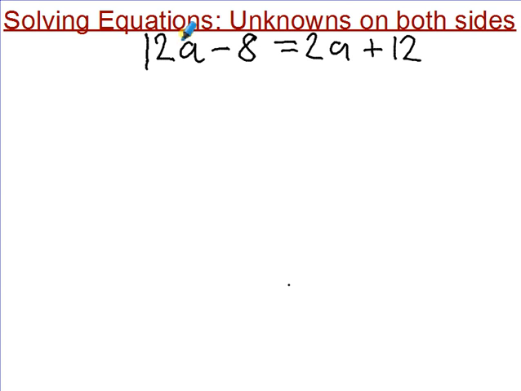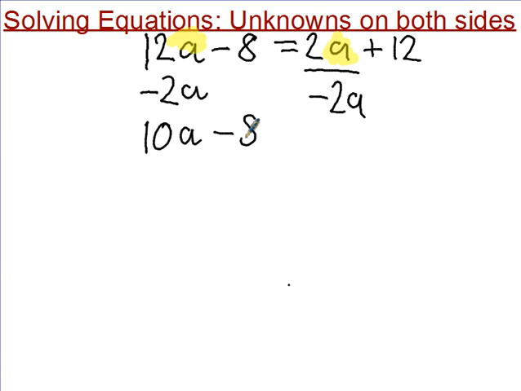So I've got my unknowns on both sides. I have my 12a and I have my 2a. I'm going to eliminate the 2a because it's the smallest number of a's. That means I need to subtract 2a from both sides. So now on this side of the equation, I'm going to have 10a subtract 8, and that's going to be equal, this is cancelled, to just positive 12 now. And remember, I don't really need to write that positive in, so I'm going to rub it out.